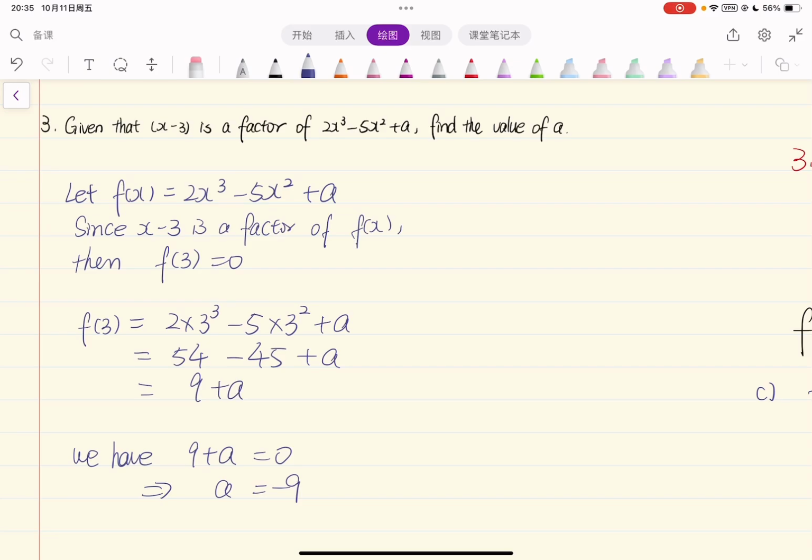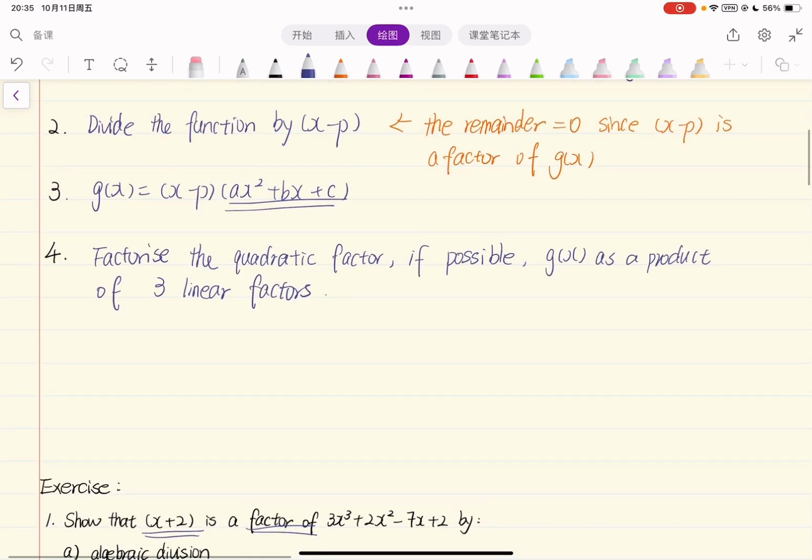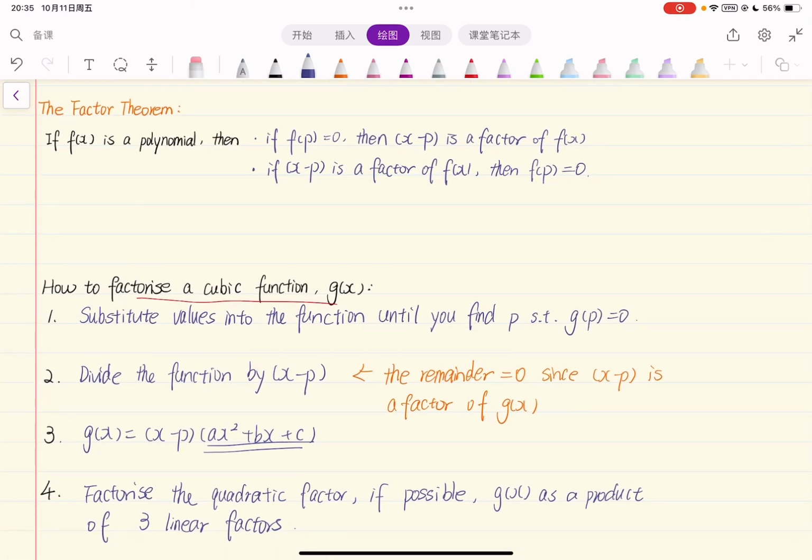So here is the end of the lesson. The main thing you need to know is what the factor theorem is and how to use it in questions. Especially you need to know how to factorize a cubic function. You can pause the video to make a note. Thank you for watching.